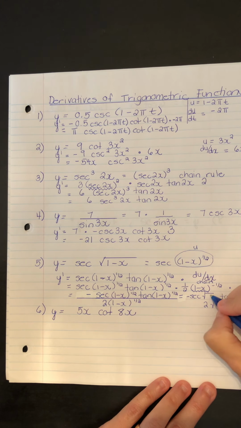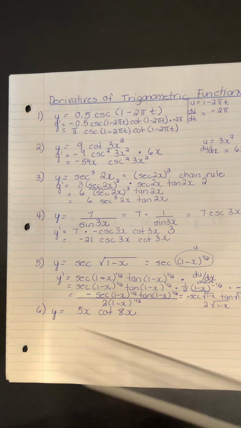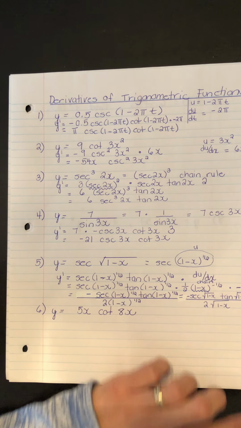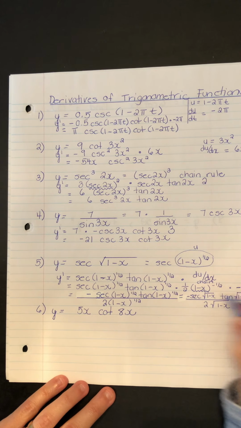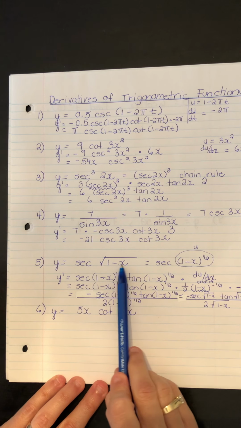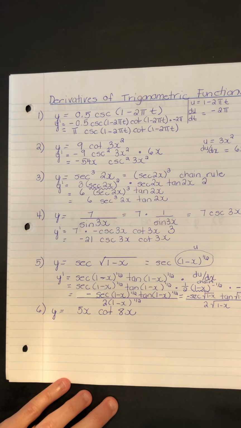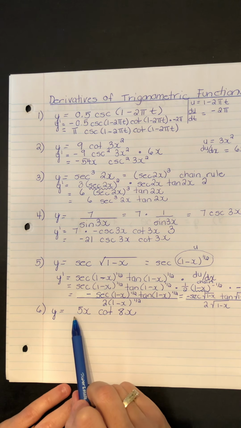Right? So 1 minus x, 1 minus x, 1 minus x, like that. Okay, and in that way, it more closely resembles the given function. So this would be our final result for number 5. Okay, now number 6, let's have a look.